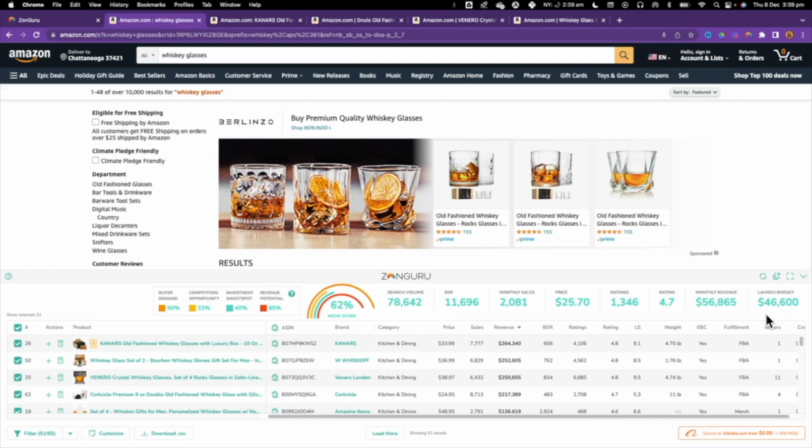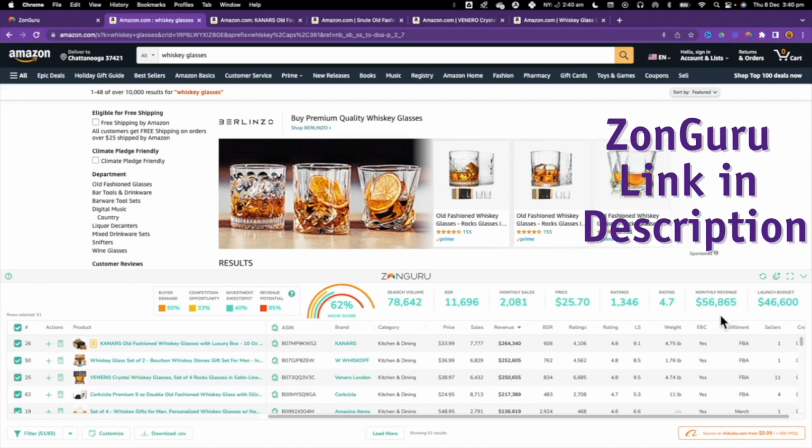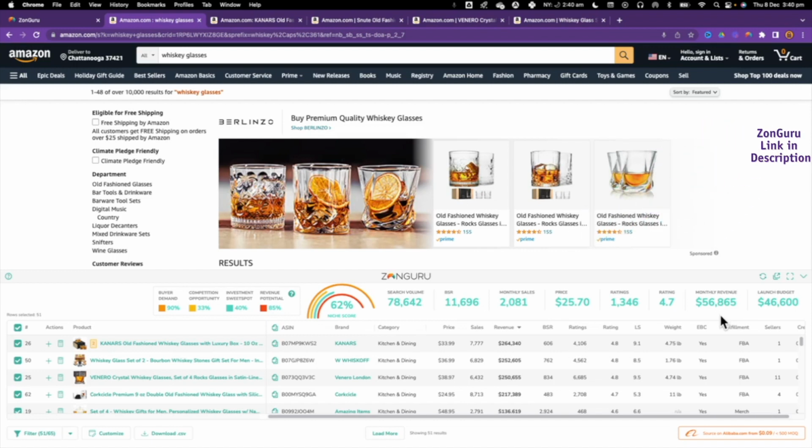Then your revenue potential is quite high at 85% because the average revenue of the sellers on page 1 is $56,000. And actually there's quite a few making quite a bit more than that, as we'll take a look. But I really like this when I'm doing my product research to suss out the strength of the listings of the products on page 1. And I'll show you that.